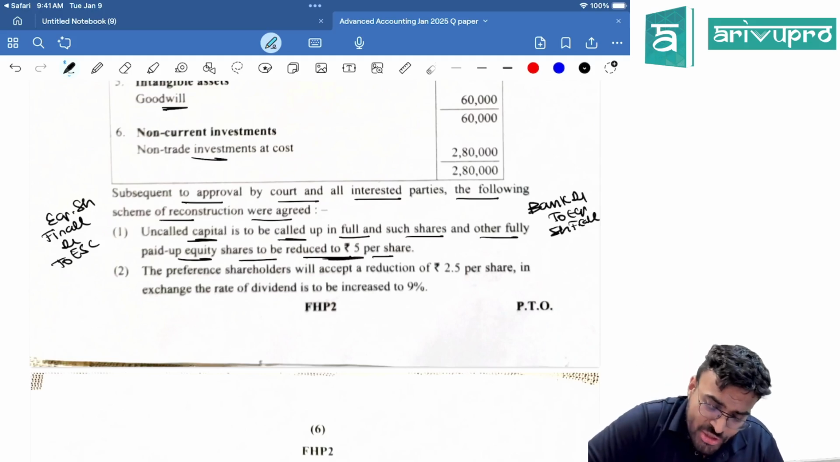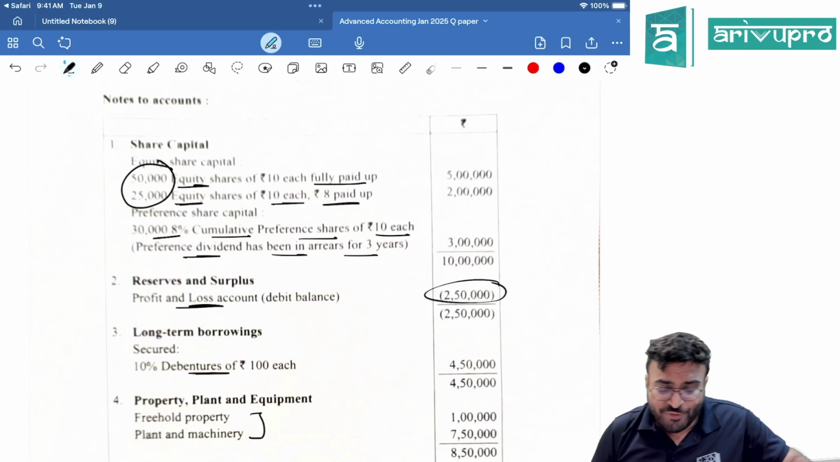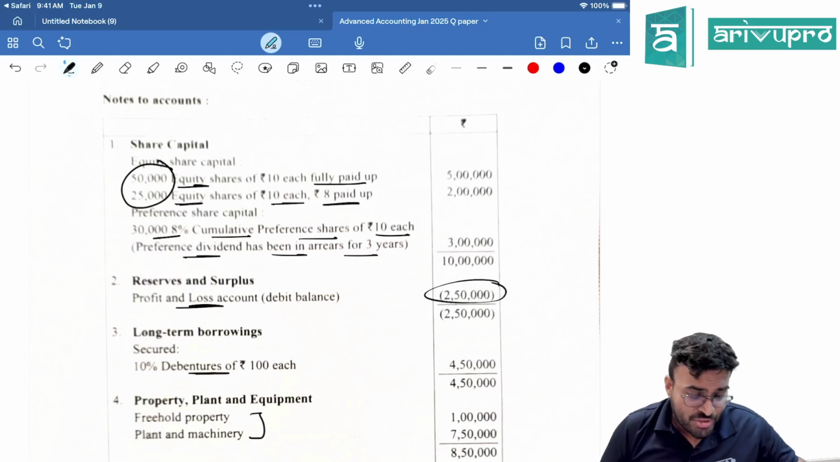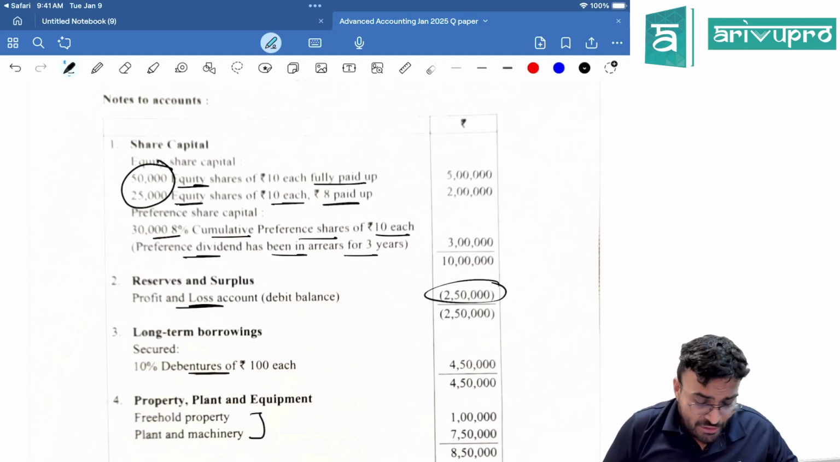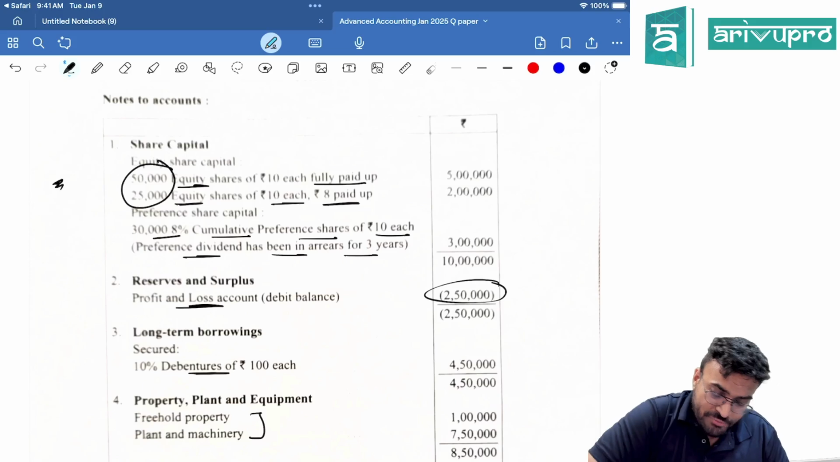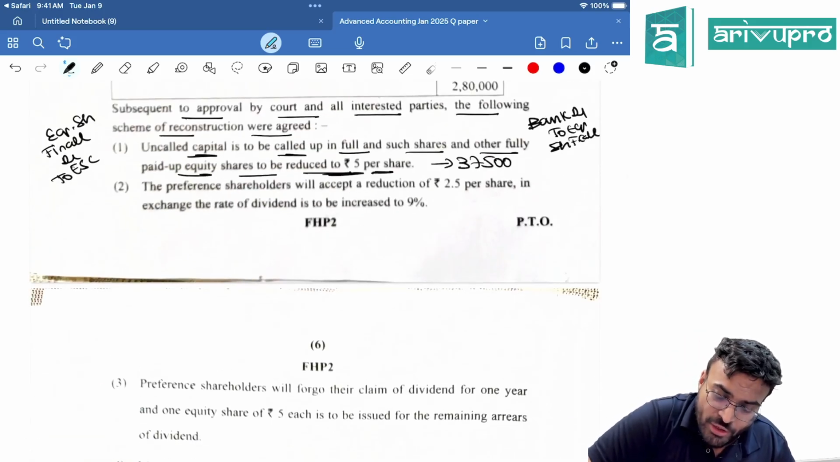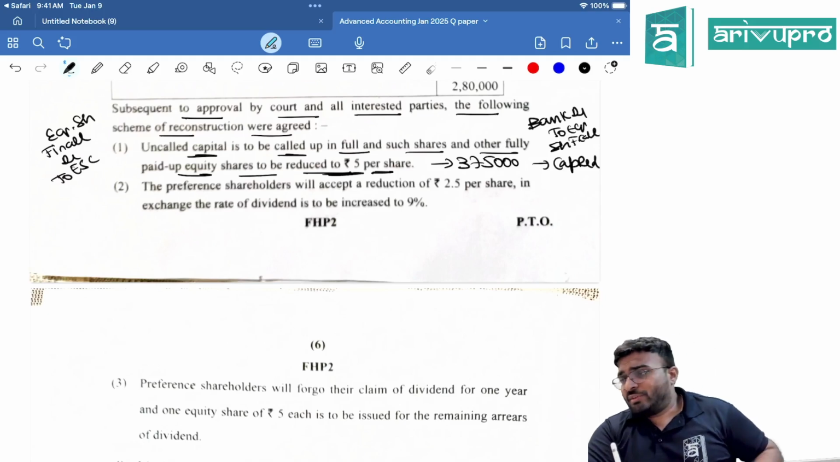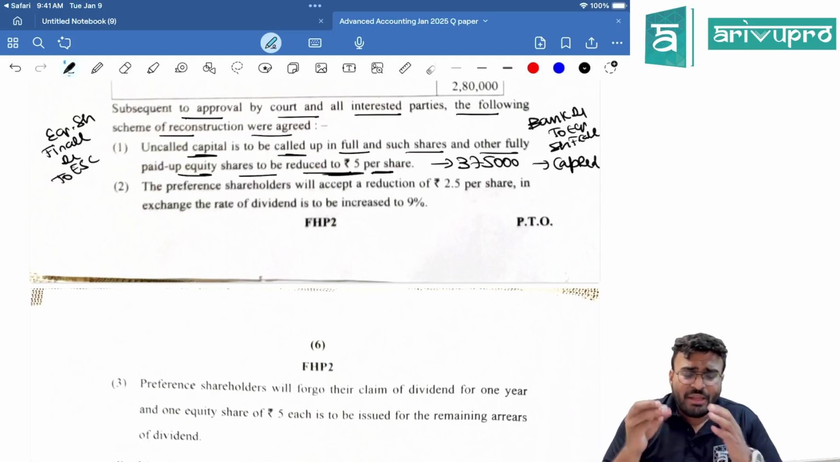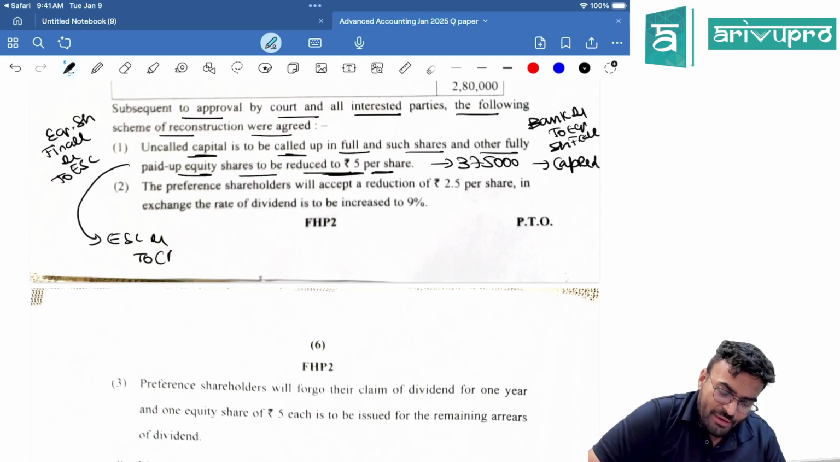Then what to do? All the shares are reduced to 5 per share. All the shares means what? 50,000 plus 25,000. So 75,000 into 5 rupees, 3,75,000. 3,75,000 will go into capital reduction. The entry will be equity share capital debited to capital reduction.